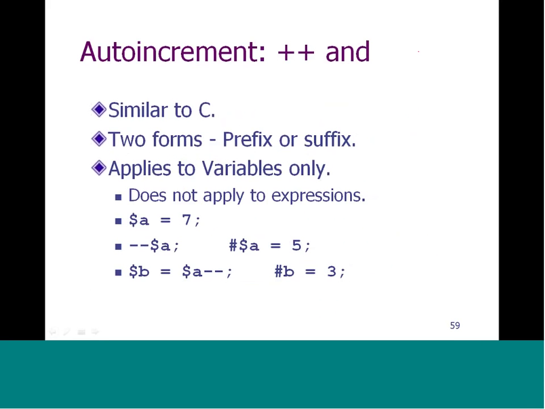So the first one is the auto increment. We call it auto increment, though both plus plus as well as minus minus, the auto decrement, are there. These are all unary operators, meaning that they operate only on one variable. You don't need a second variable.